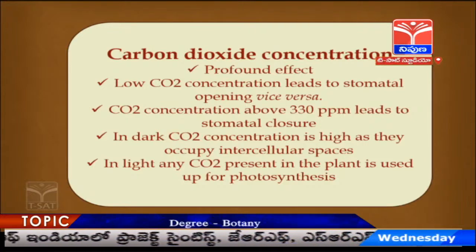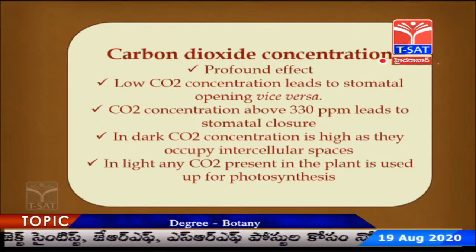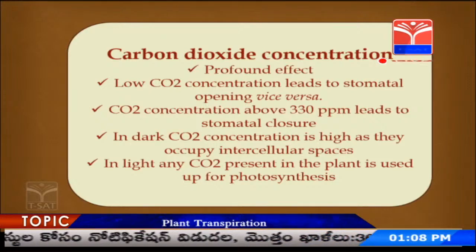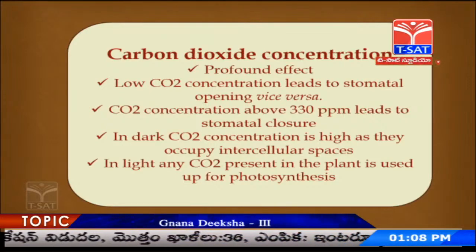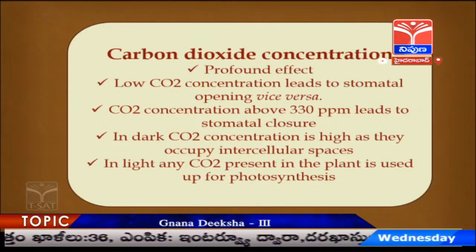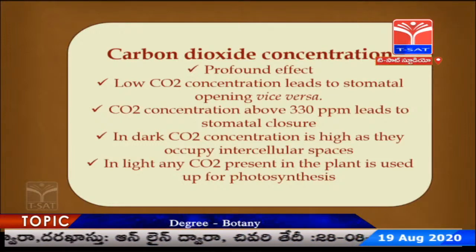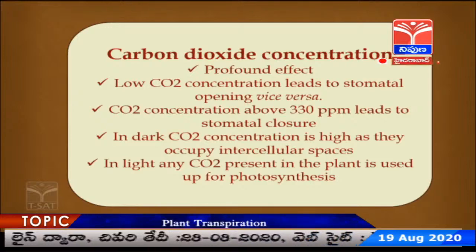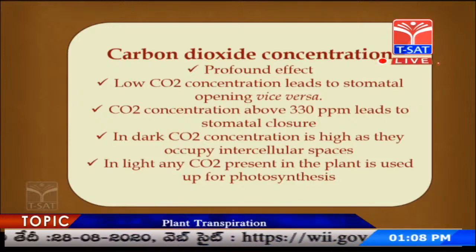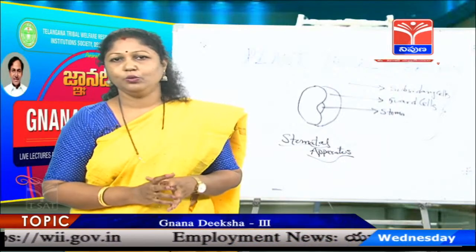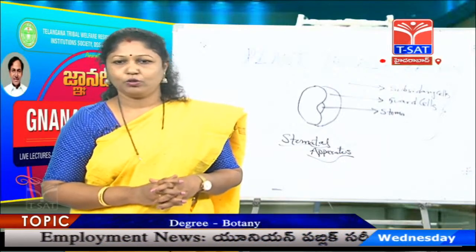So, in the daytime usually we find that the carbon dioxide concentration is quite less, because whatever CO2 enters into the leaf is immediately used up for photosynthesis. But when the sun sets, we find that the concentration of CO2 increases in the plants, especially in the leaves, because of respiration. Now, more accumulation of carbon dioxide ultimately leads to immediate closure of the stomata. Okay.